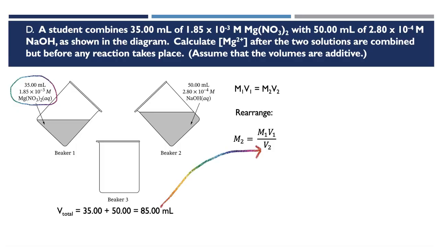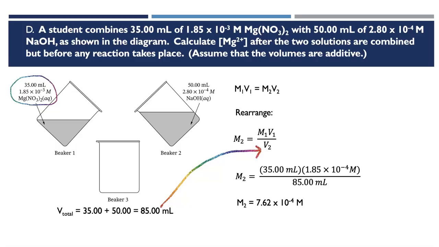So we're going to use the 85.00 milliliters as V2. M1 is the molarity of the original solution in beaker 1, and the volume was the original volume of the solution in beaker 1. So I'm going to substitute those in. All right, so the molarity times the volume divided by the new total volume gives me a molarity of 7.62 times 10 to the minus 4th molar for that magnesium ion concentration. That's what you needed to do for 1 point.